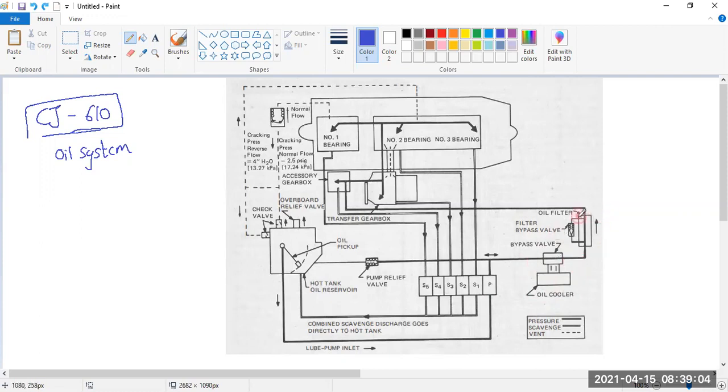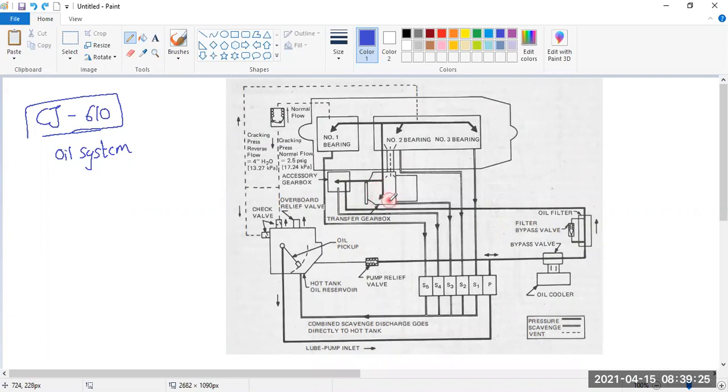Then it is going into what? Oil filter. Again, you can see there is a bypass valve in case the oil filter gets clogged. From here, the oil will come over here. This is the line which we are tracing. Oil is coming here, and then it is first divided into two sections. First, it will go into the accessory gearbox. The second section divides again into two parts. The next one is the transfer gearbox.